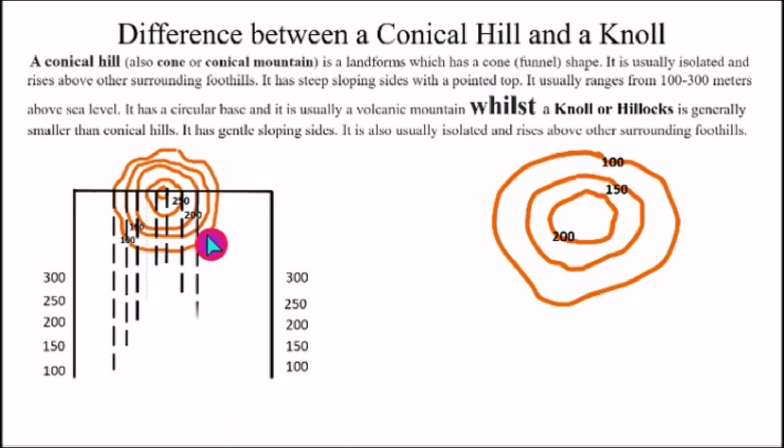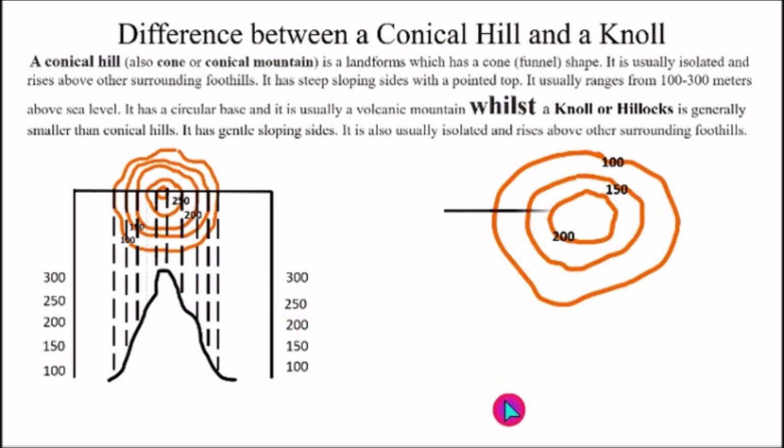So you can see we are on 200 and 150. You trace it to 150. Very good. Then the last one is 100. You trace it to 100. A small hill or a mountain with steep side. So this is a conical hill, and these are the steep sides.